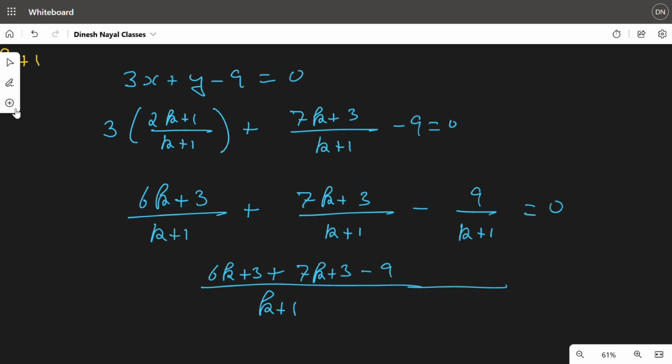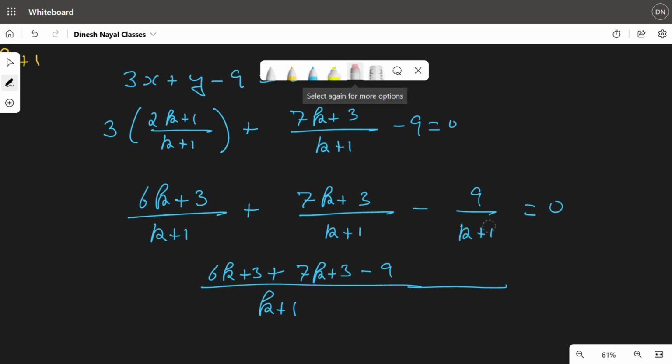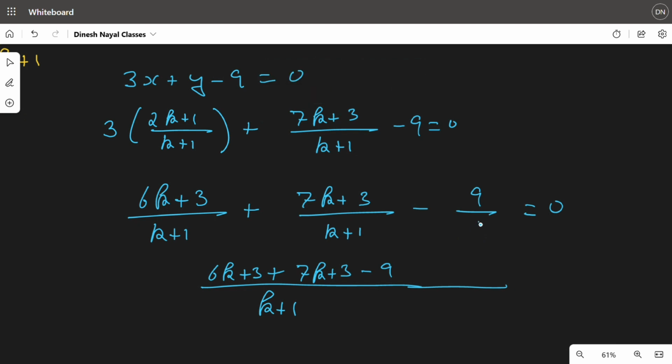Sorry, I have made a mistake. Sorry for this. This should not be k plus 1 in the denominator, since this is 1 actually, not k plus 1. So this 9 is to be multiplied with k plus 1, because this is one time. That's why this is to be (k plus 1) equals 0.